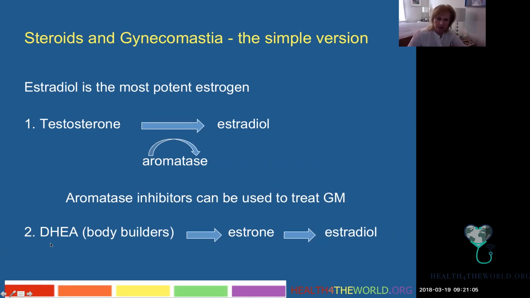So bodybuilders that use the DHEA, they have conversion of this drug to estrone, and then estrone becomes converted to estradiol. So we end up in the same place with this strong stimulating hormone of estradiol.